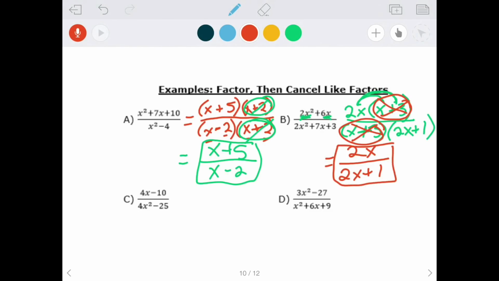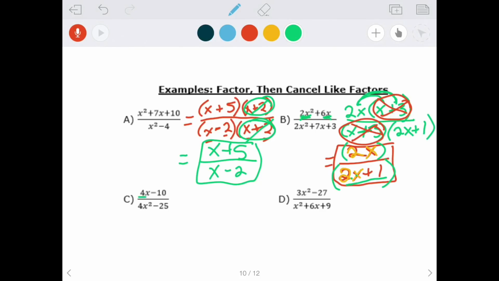Now I know some of you are going to want to try to cancel and say, hey, Miss Rhodes, there's a 2x in the numerator and a 2x in the denominator. But remember, both terms need to be multiplied, not added. So if this denominator had a 2x times 1, then we could cancel the 2x in both the denominator and the numerator. But since we don't, the 2x plus 1 is a term in and of itself, and the 2x is a different term.